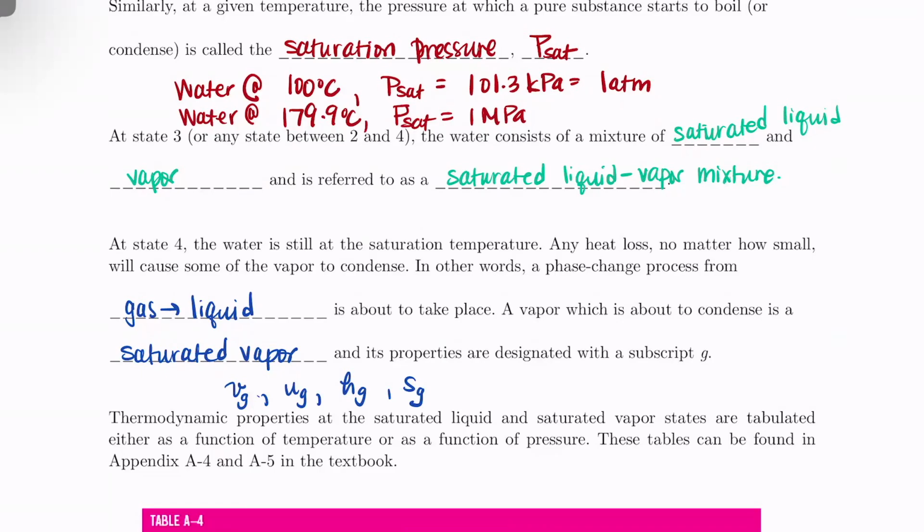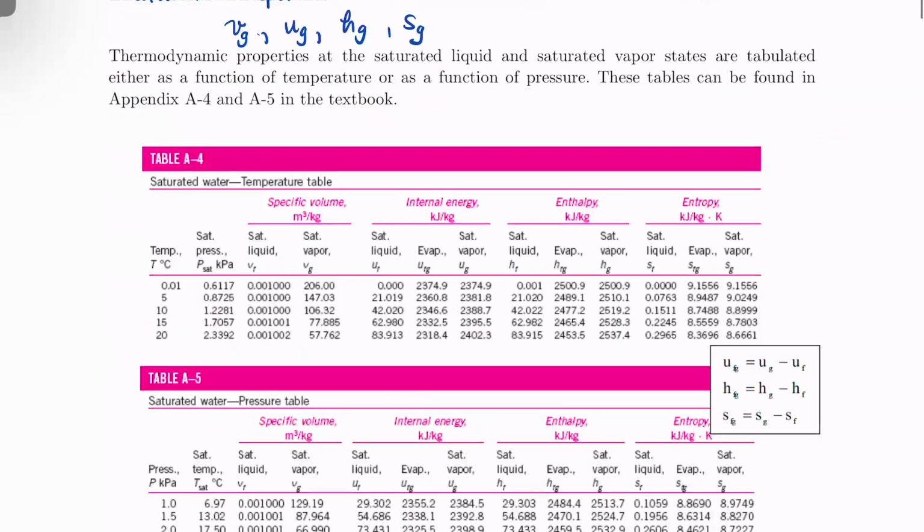Thermodynamic properties at saturated liquid and saturated vapor states are tabulated either as a function of temperature or as a function of pressure. So just like how we had 2 ways of looking at the saturation temperature and the saturation pressure, that's how the tables are going to look. We're going to be looking at these tables a whole bunch, so I just wanted to walk through everything that's going on here quickly, and we'll do this more than once. You'll probably get tired of me talking about it, but that's okay.